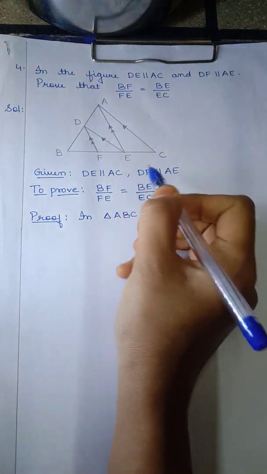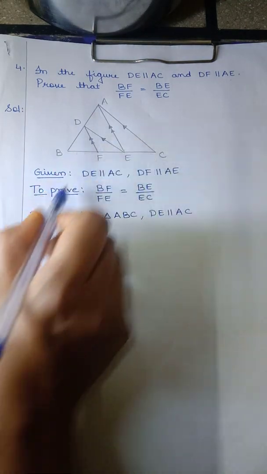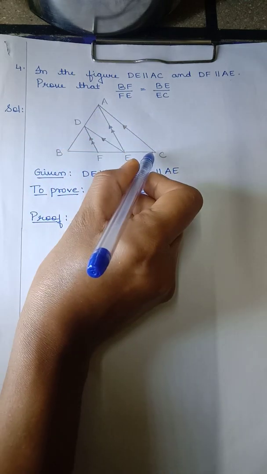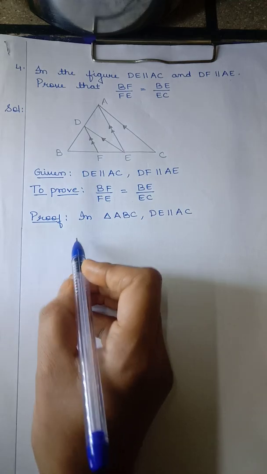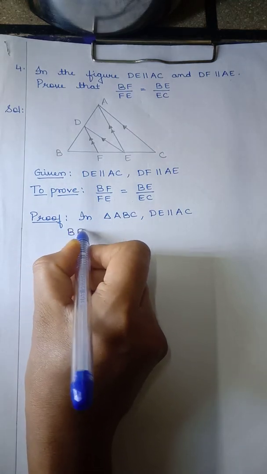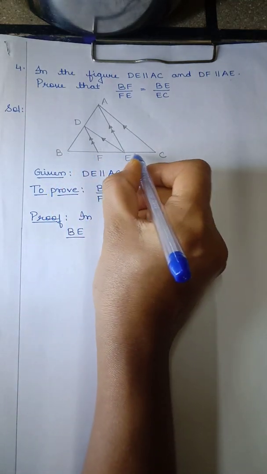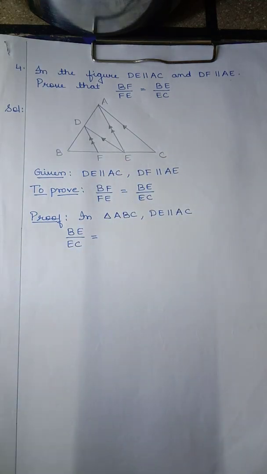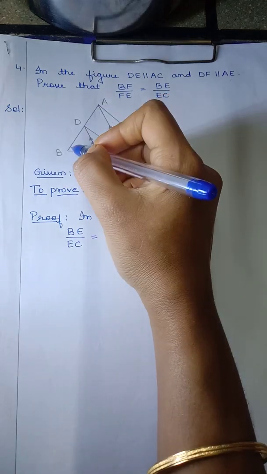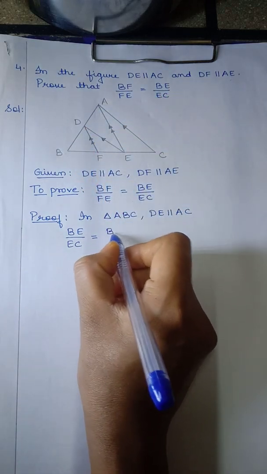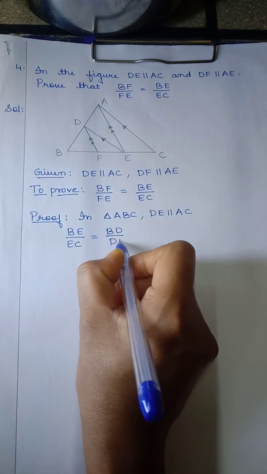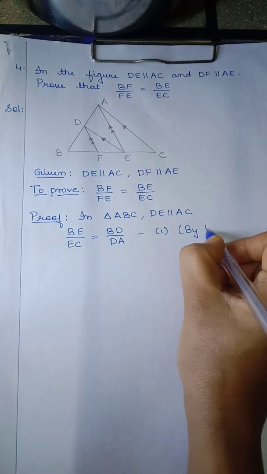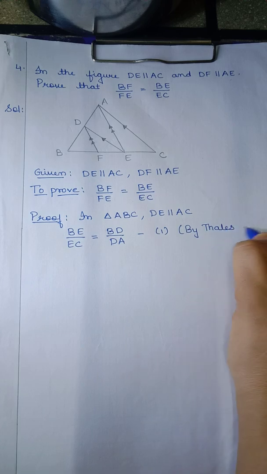That is, now DE is parallel to AC. So I can write BE upon EC. Yes, BE upon EC is equals to this side. Okay, BD upon DA. Okay, so this will be equation 1. Reason is by Thales theorem or BPT you can write.